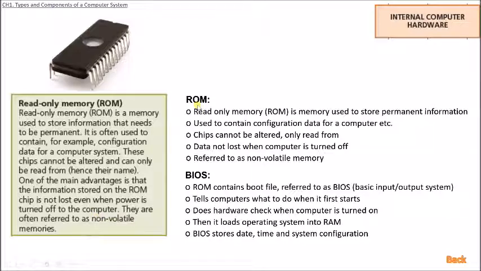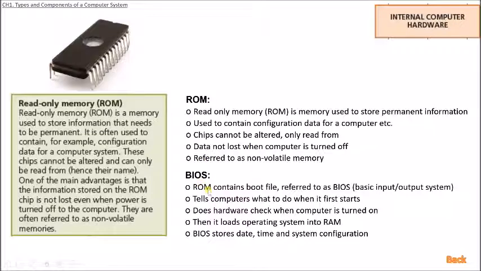So, ROM is read-only memory. It is to store permanent information. This information lets my computer start working. Now, it is used to contain configuration data for the computer. Chips cannot be altered. It's only for reading from. Now, data is not lost when the computer is turned off because it is permanent, referred to as non-volatile memory.